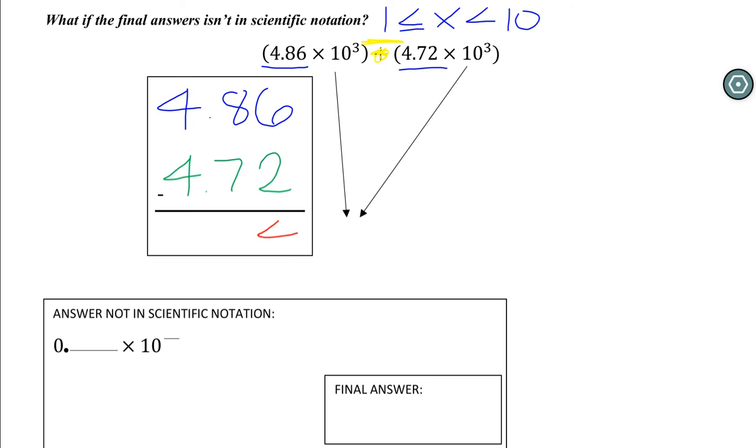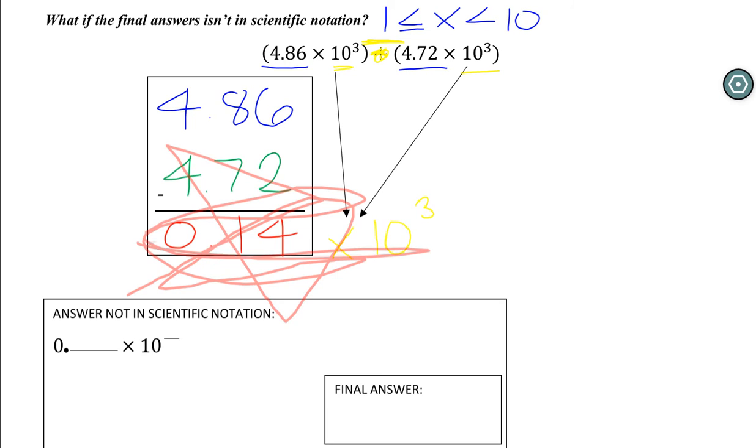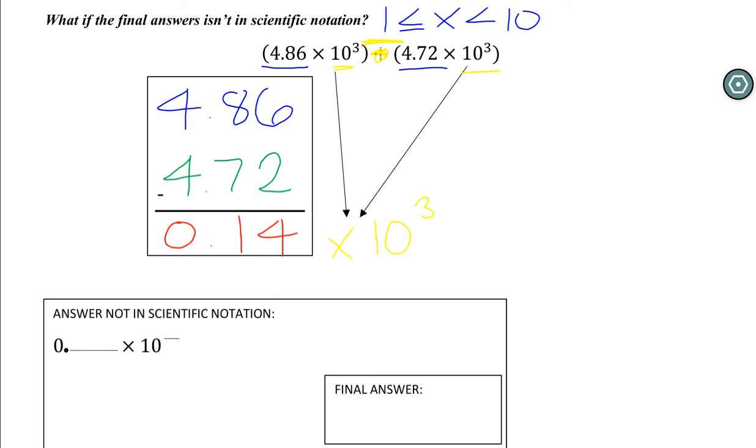So 6 minus 2 is 4. 8 minus 7 is 1. Bring down the decimal. 4 minus 4 is 0. Then I bring down our powers. So times 10 to the power of 3. Now notice 0.14 is not between 1 and 10. So this is not in scientific notation. We don't like it. So before we can find our final answer, we have to make this into scientific notation.